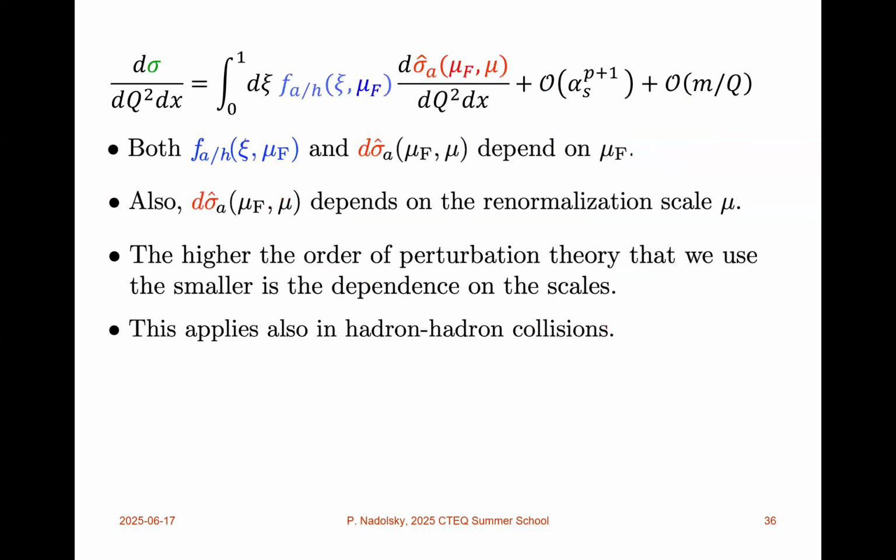Okay, so again, that's something that was already pointed out. Essentially, what happens whenever we write this factorized formula? We have a short distance contribution that depends on mu f, and the long distance contribution of the parton distribution function that depends on mu f.